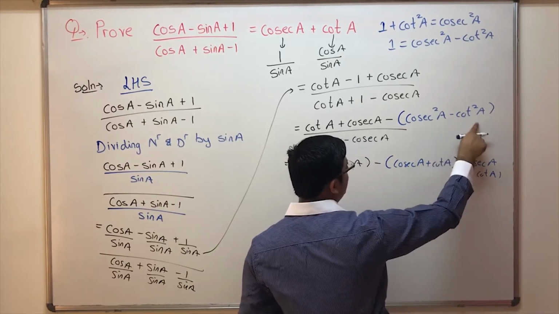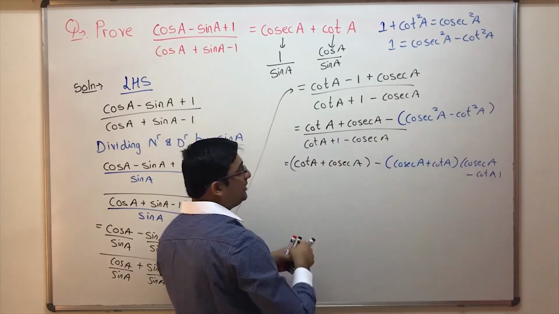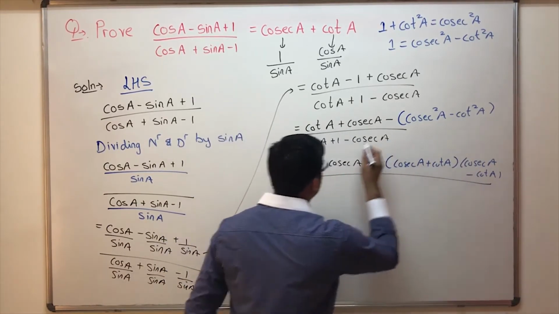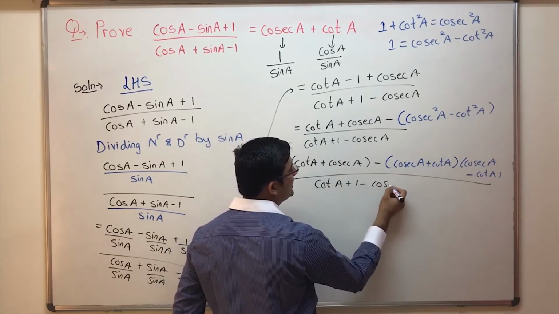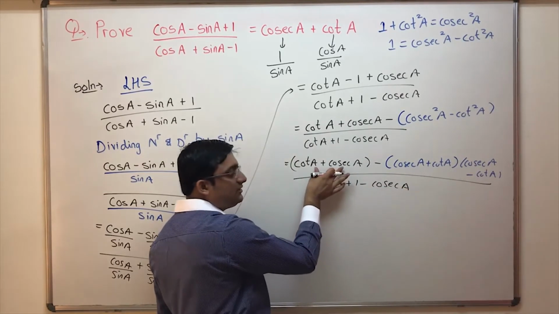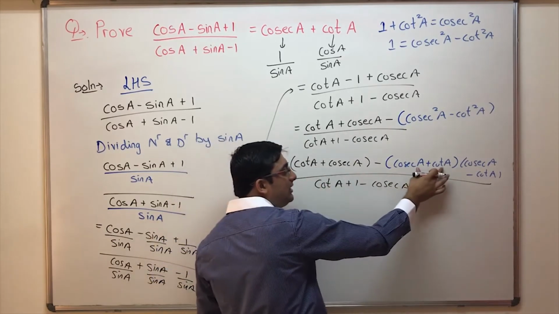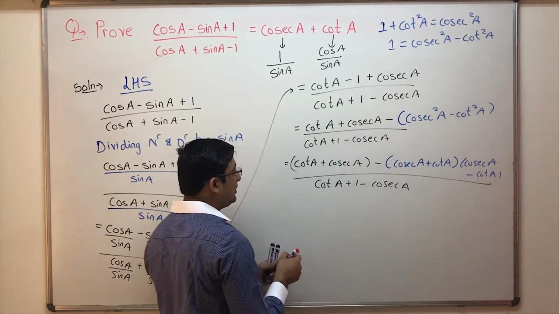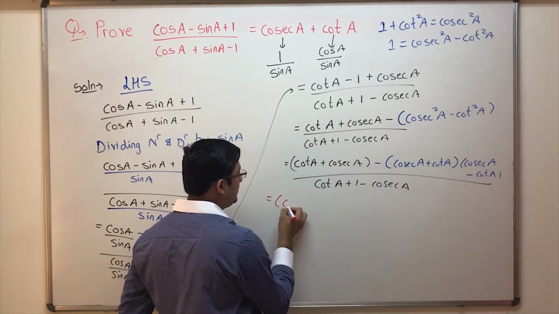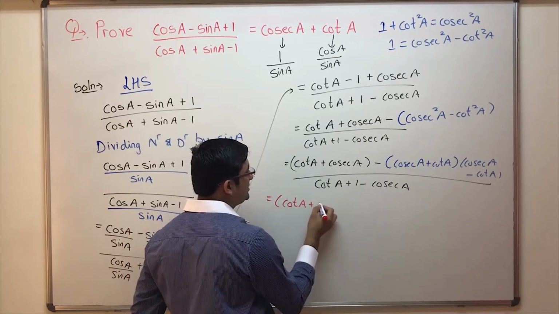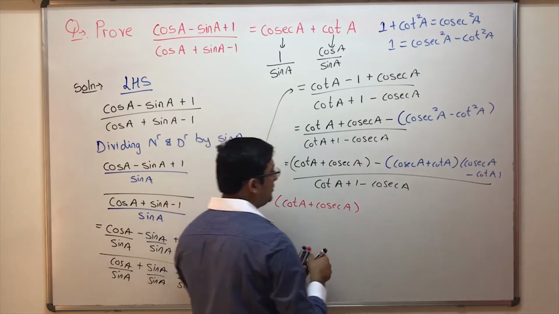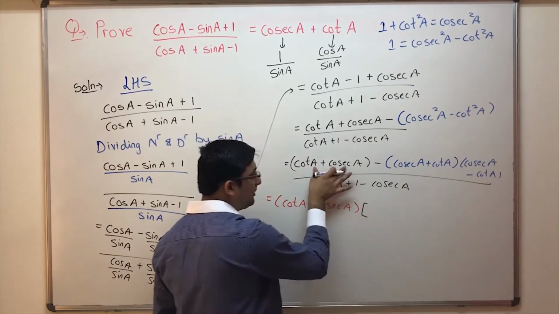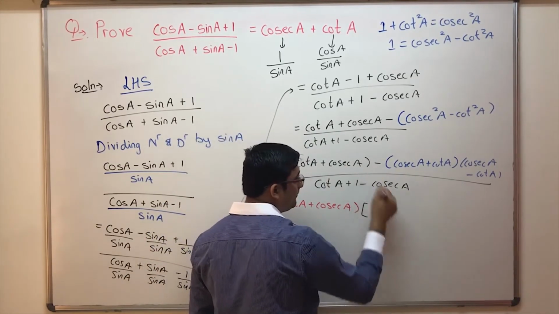I repeat, A square minus B square is (A plus B) into (A minus B), upon cot A plus 1 minus cosec A. Now see, in this term I have cot A plus cosec A. Here also I have cot A plus cosec A. So I'll take it common. So what remains inside? Cot A plus cosec A, so 1 minus.